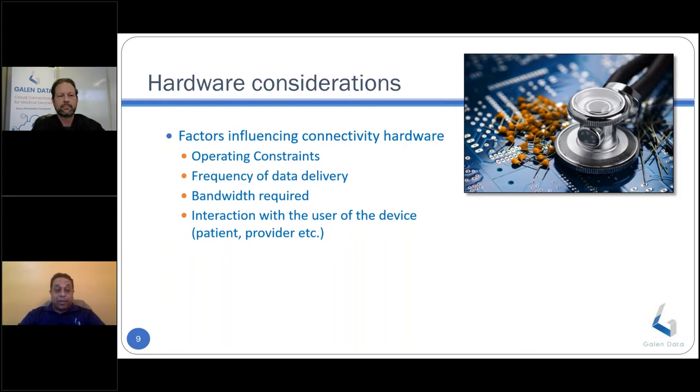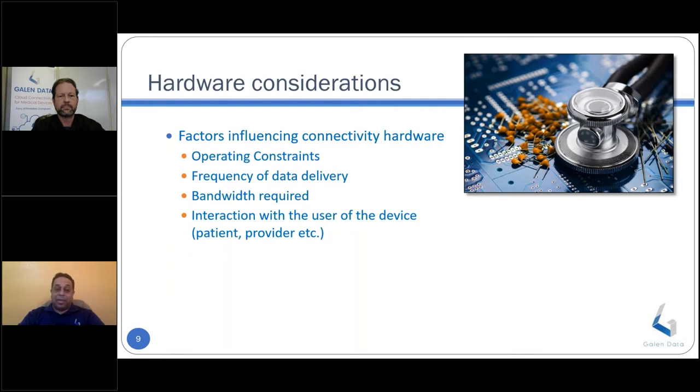A few things to consider when you're making that decision are the operating constraints of the device itself, and the frequency of data delivery. How often are you going to transfer data? How often are you going to collect data? Then the bandwidth, if you're transferring a lot of little data, or very little but a large amount of data. And then how does the user of the device, whether patient or provider, interact with that device? Those all come into play.